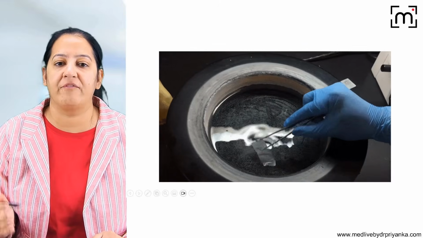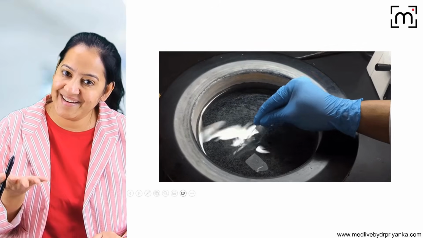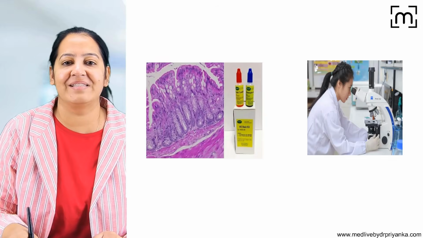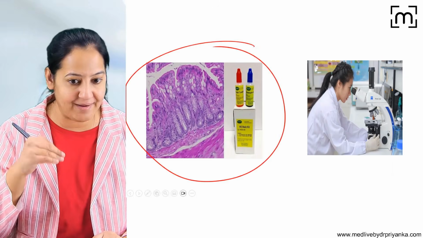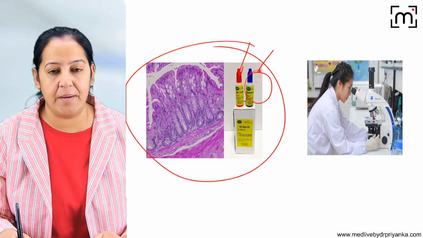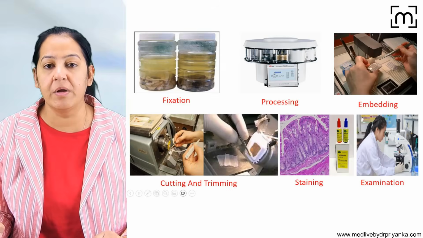I'm putting it in the water, and from the water, I will take it on a slide. Can you see? I will take it on a slide, and after that I will stain it. So this is on the slide. Now I got the tissue on the slide, and finally I will stain it with H&E. So there is a proper technique. We will stain with H and E. So H is hematoxylin and E is eosin. We will stain it with H&E and examine under the microscope. So these are the steps.